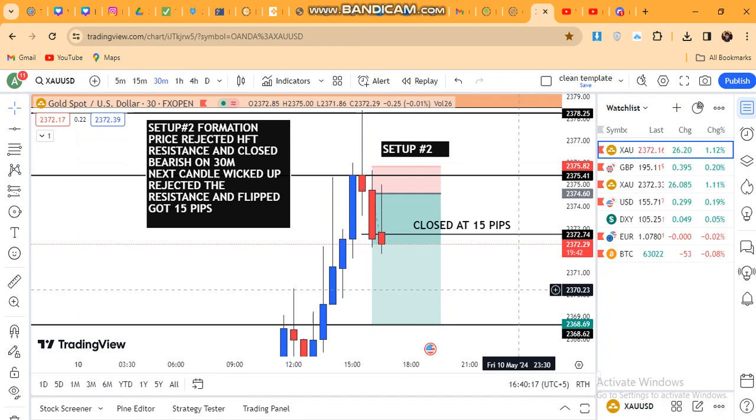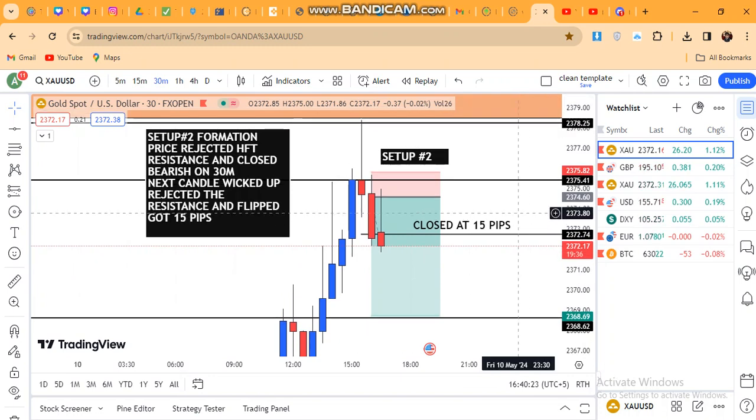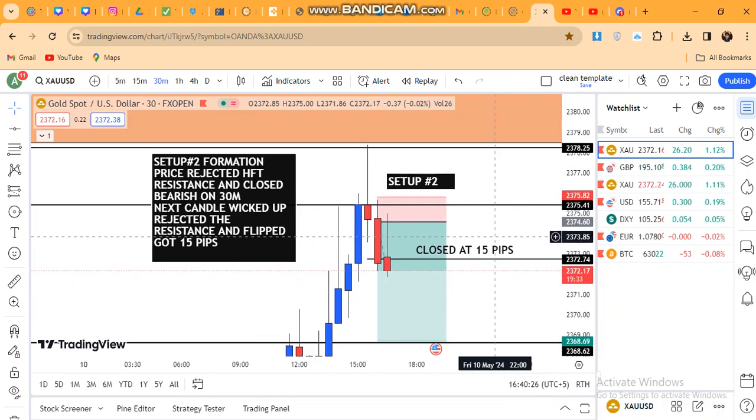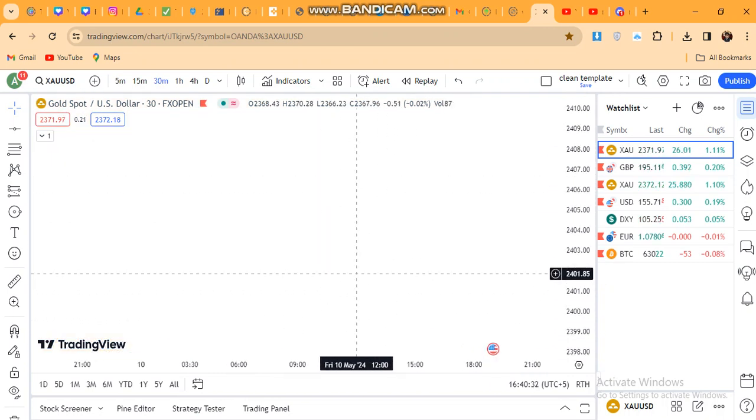By the way, this is the trade that I took, and I closed my position at 15 pips, and now it's rejecting the position. It is one of my setups that I'm going to share with you guys sometimes, so just stick with me.